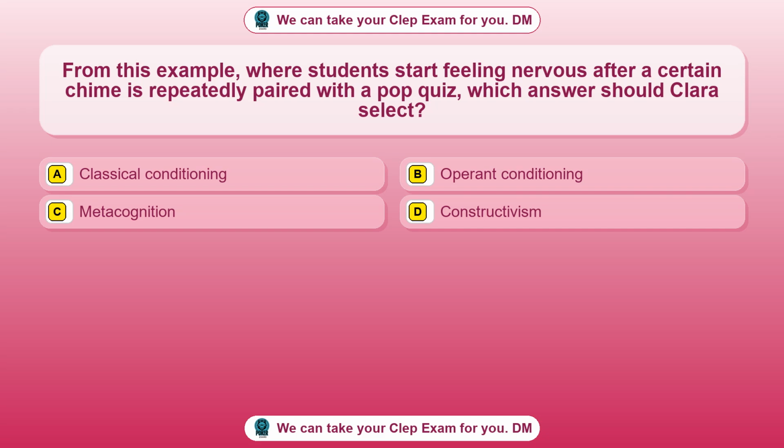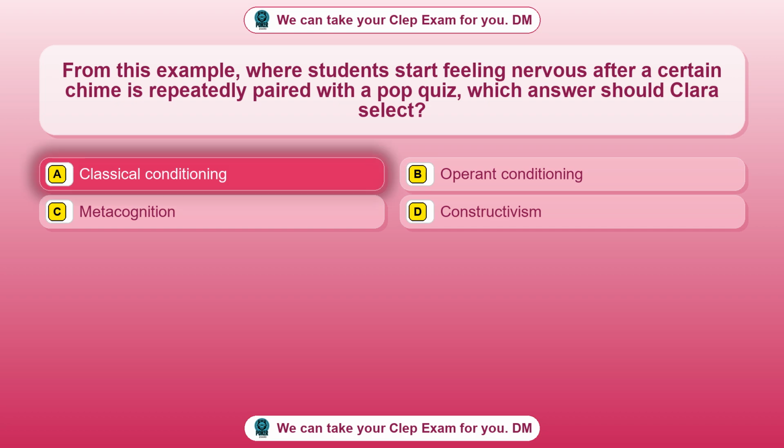Question 1. From this example, where students start feeling nervous after a certain chime is repeatedly paired with a pop quiz, which answer should Clara select? Option A, classical conditioning. Option B, operant conditioning. Option C, metacognition. Option D, constructivism. The correct answer is option A, classical conditioning.